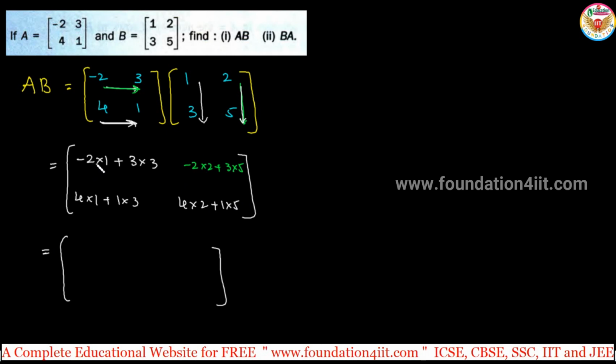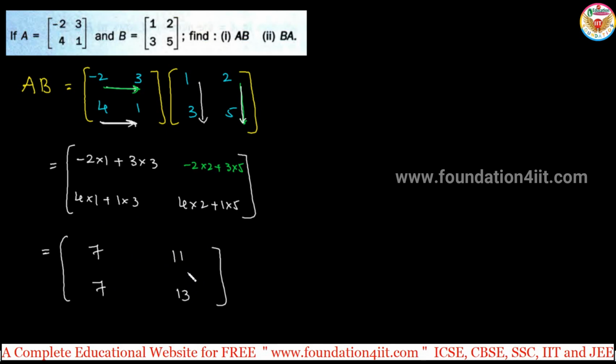So minus 2 plus 9, that is 7. Right. Minus 2 into 2 is minus 4 plus 15, so 11. 4 plus 3, again 7. 4 twos are 8 plus 5, so 13. This is matrix AB.